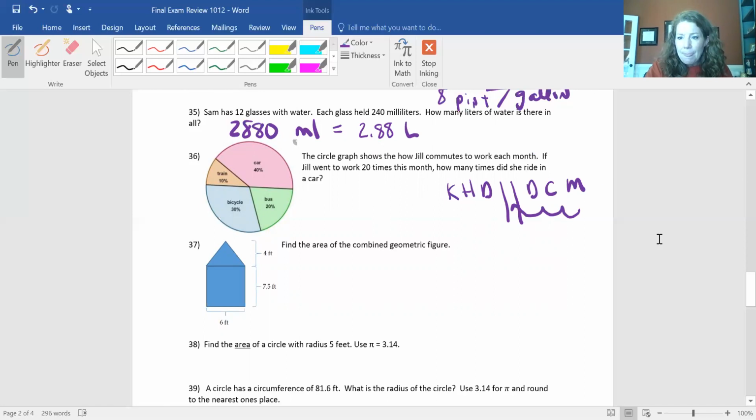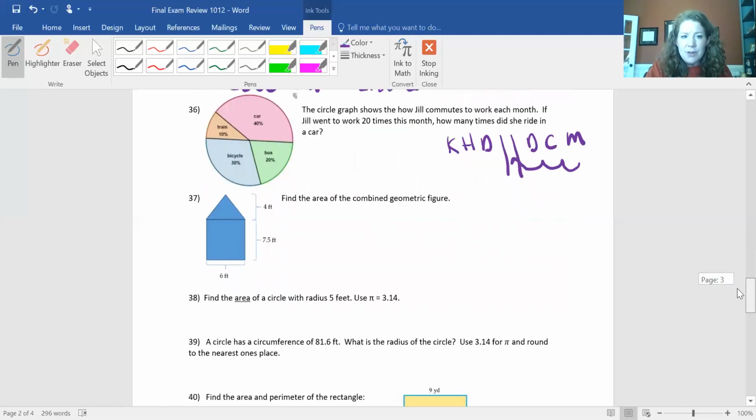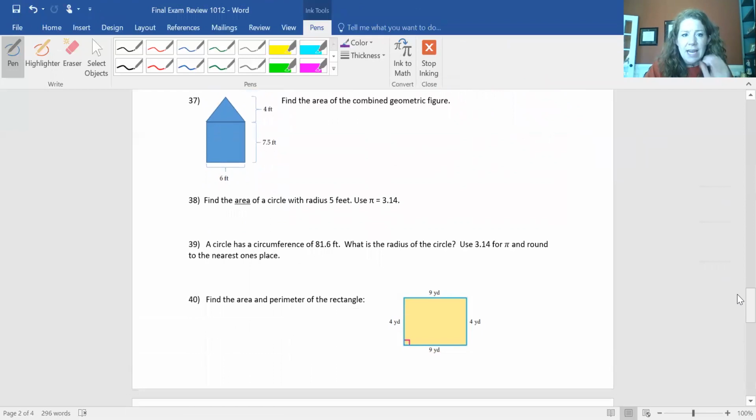Number 37, we have a triangle sitting on top of a rectangle. Find the area. So the first thing we want to do is find the area of the rectangle first. So we multiply base times height. And I got 45. So this is 45 feet squared. And then remember, a triangle, the area is half the base times the height. So we're going to do half the base. So if this is 6 feet, this top one is 6 feet.